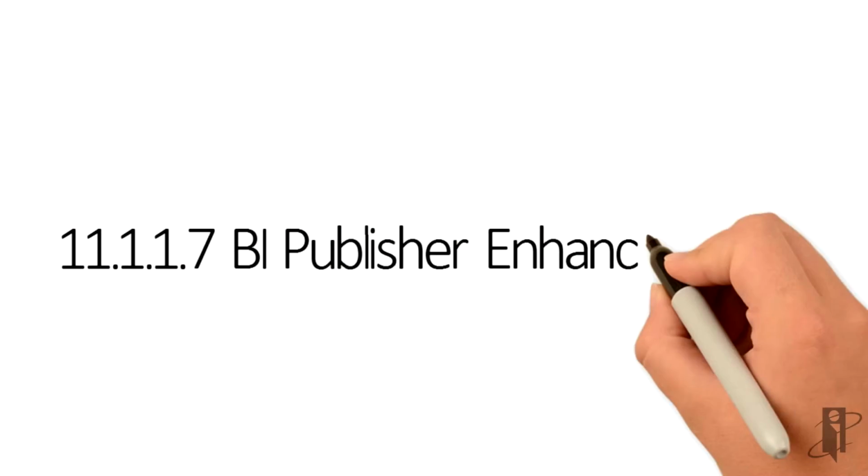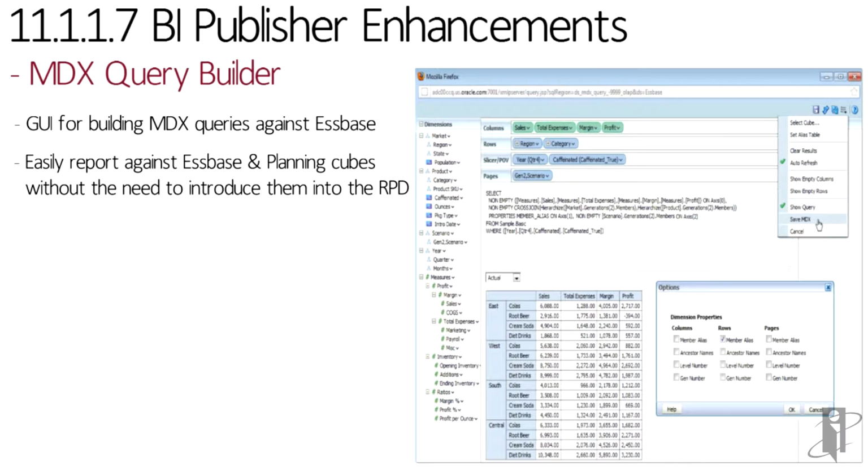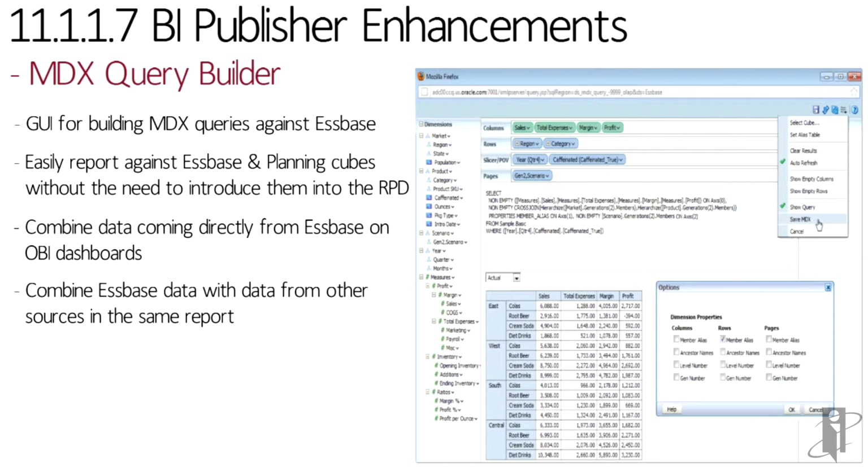New in 11.1.7 was the MDX Query Builder, and it's becoming a great way for people who are used to working with Essbase to now have access to their cube with the production reporting system. This query builder is a nice GUI interface, click and drag, and as it's being built, you can actually see the MDX being built below, as well as how the data would look. Within the data template, we can also combine other data sources as long as we have a conforming dimension.